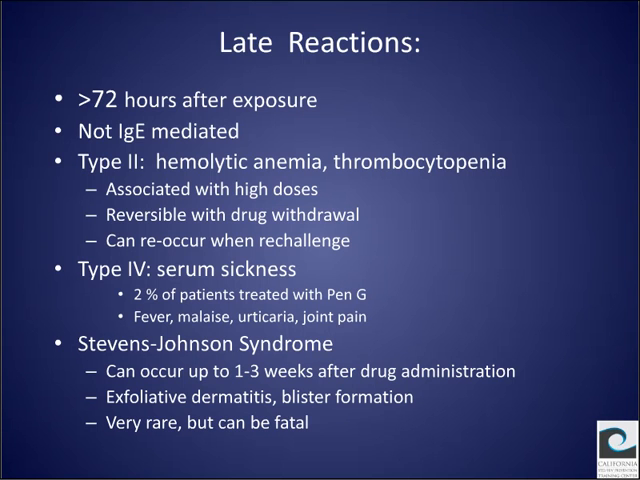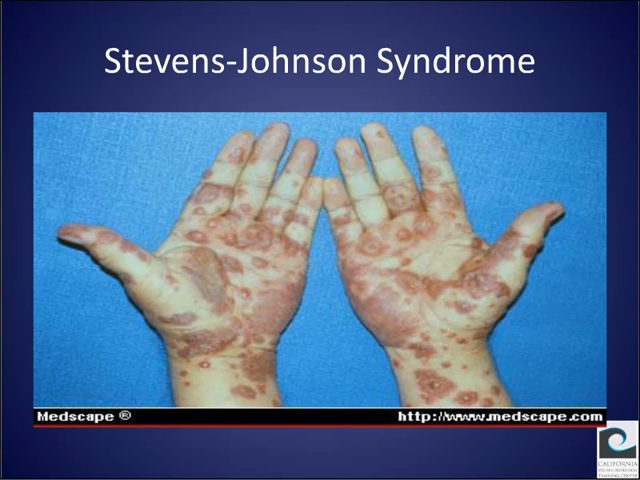You also have type 4 reactions, which are serum sickness, and this is fairly rare as well. This is more of a generalized malaise feeling, a flu-like symptom. And then on the far end of the scale, you have Stevens-Johnson syndrome, which are exfoliative rashes, where you can look like a burn patient. And these can occur up to 3 weeks after drug administration, and they're very, very rare, but they can be fatal. So this is a picture of Stevens-Johnson syndrome.